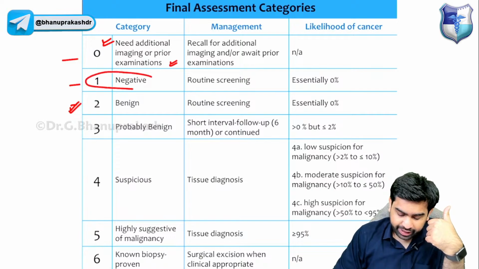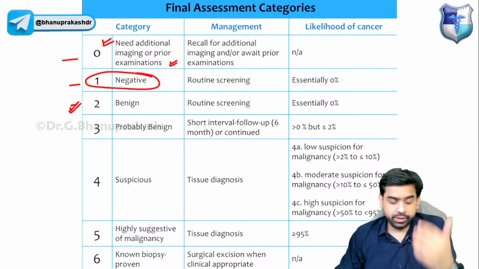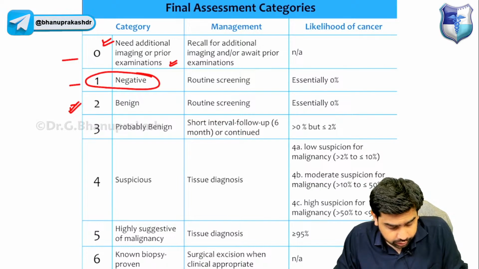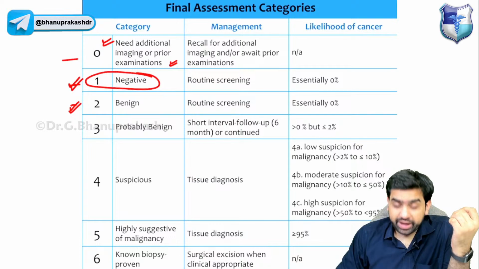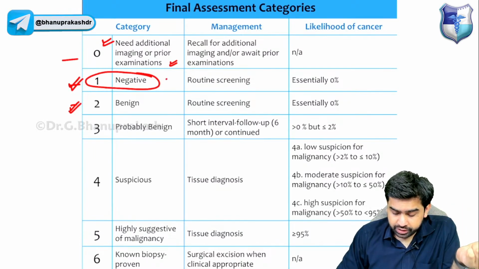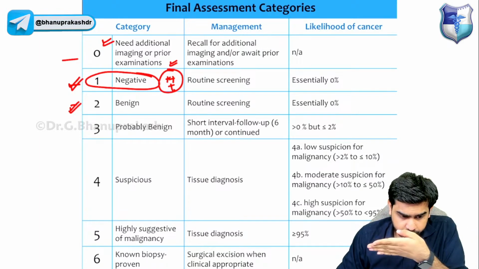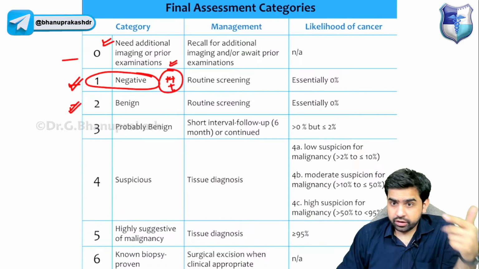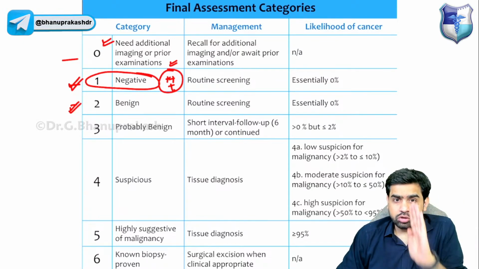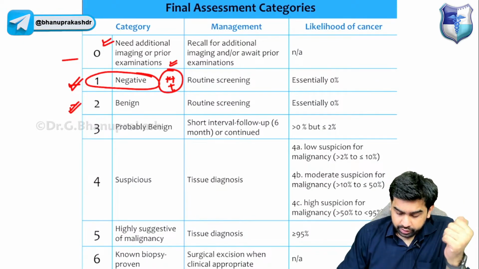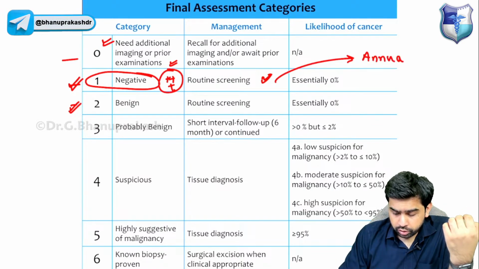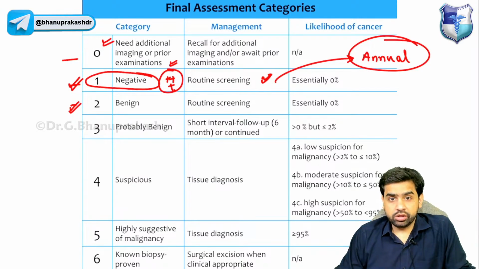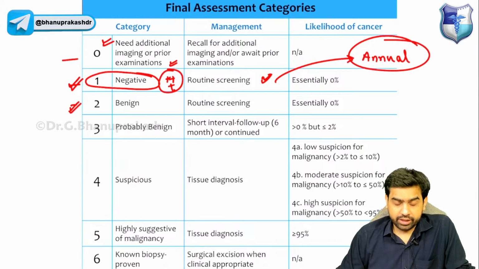Let's talk about BI-RADS 1. BI-RADS 1 basically means negative. What do you understand by negative? Negative basically means that it has nothing. No cancer, nothing is there. Are you understanding my point? So that is what is referred to as negative. Here what we basically perform is an annual routine screening in these particular patients.